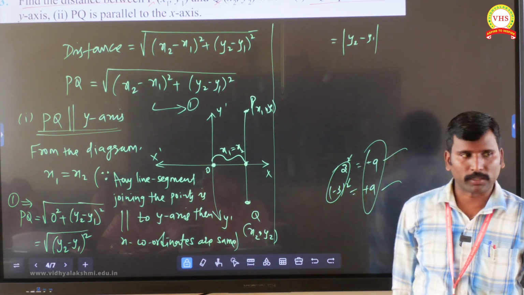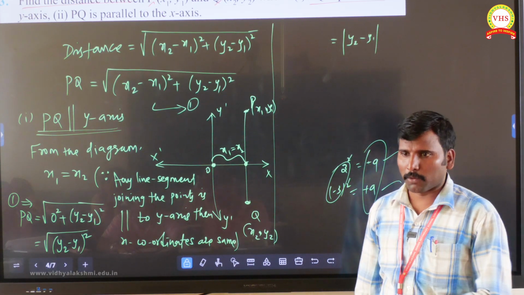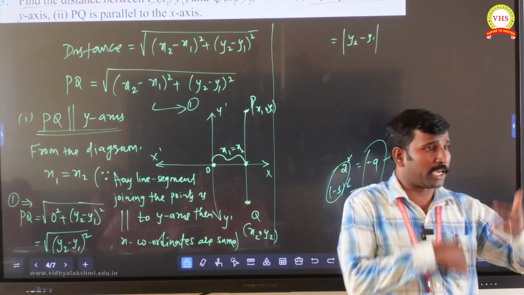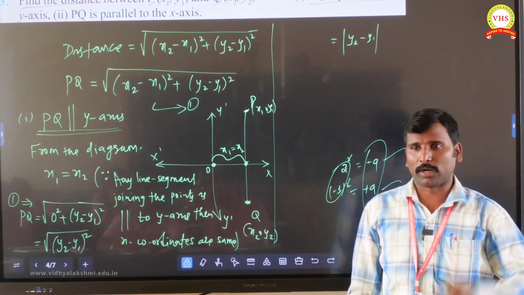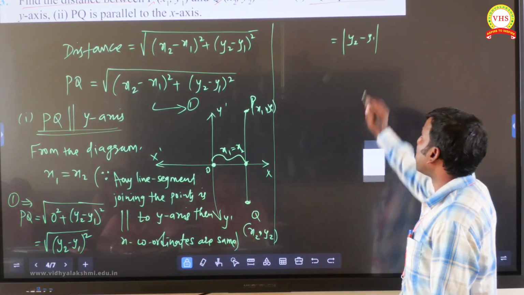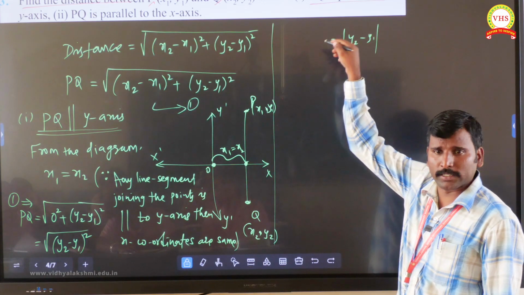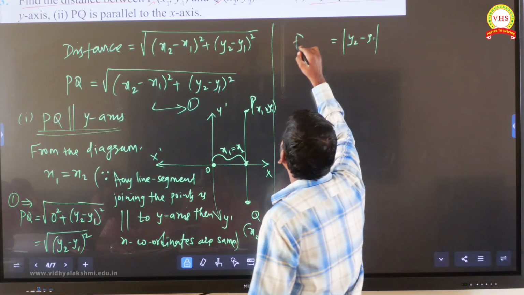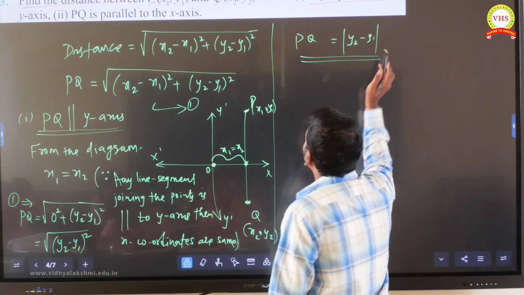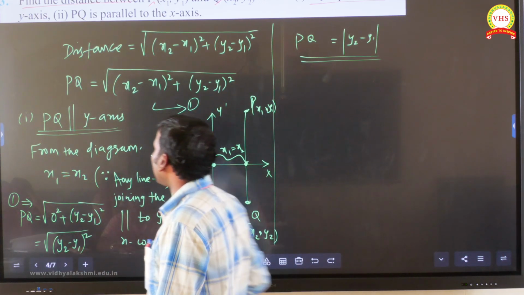So I'm getting modulus for this. Is it okay why I'm giving the modulus? Because after I apply the power, it will become plus. It may be negative or positive inside, whatever is inside, surely it will come positive. So we have to take only positive. This is one of the values for PQ parallel to y-axis.